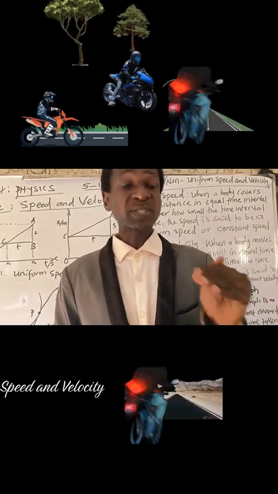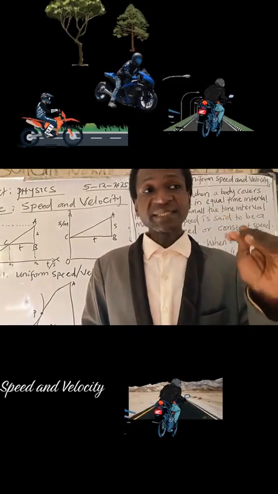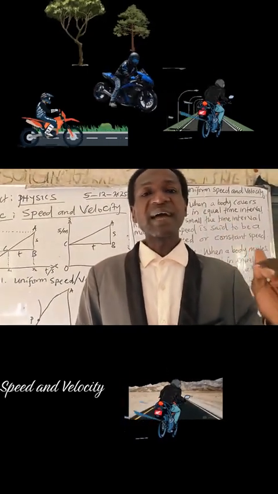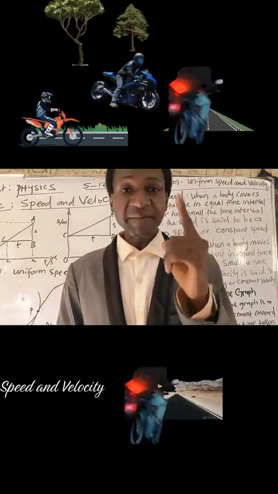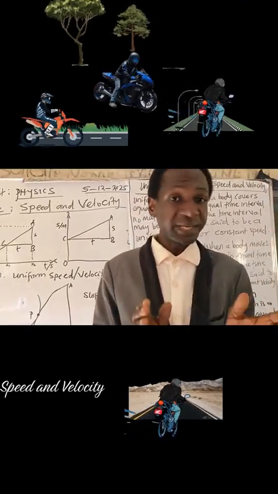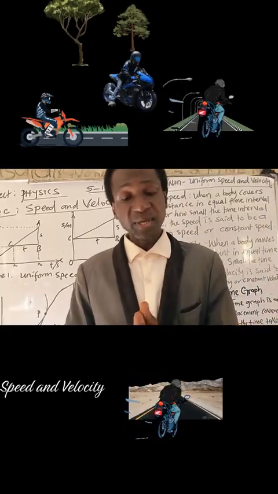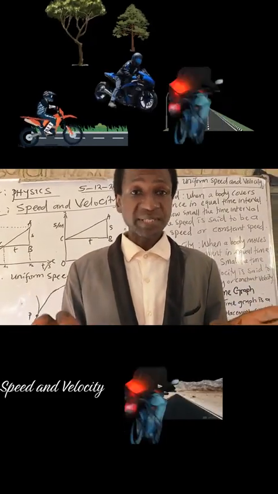The motorcyclist covers a distance of 5 meters in each and every second. That is the meaning. In each and every second, he covers a distance of 5 meters. That is the meaning of 5 meters per second. So that is the uniform velocity of the motorcyclist.